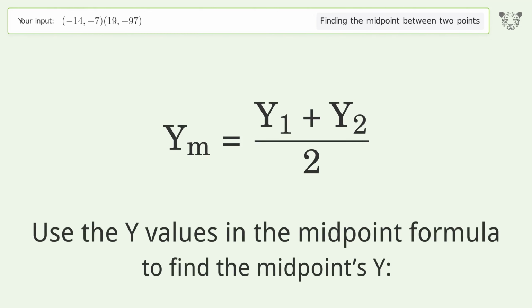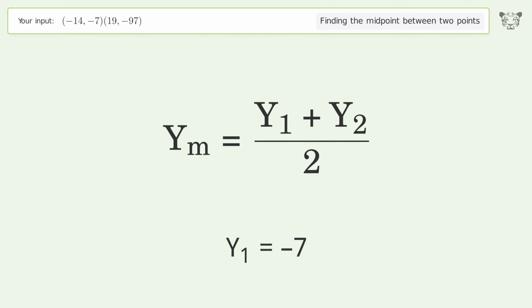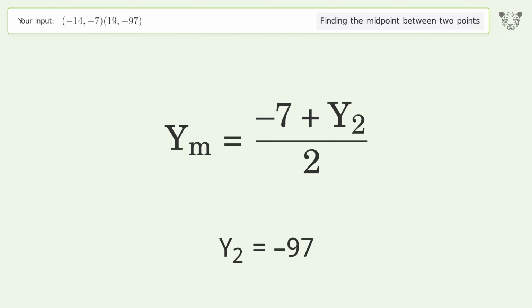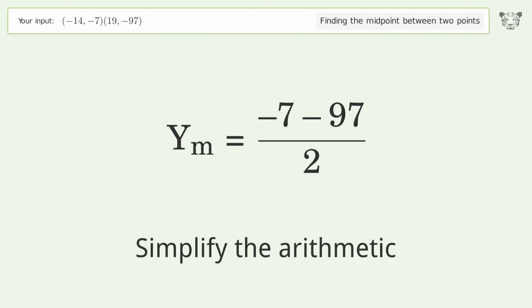Use the y values in the midpoint formula to find the midpoint's y. y1 equals negative 7. y2 equals negative 97. Simplify the arithmetic.